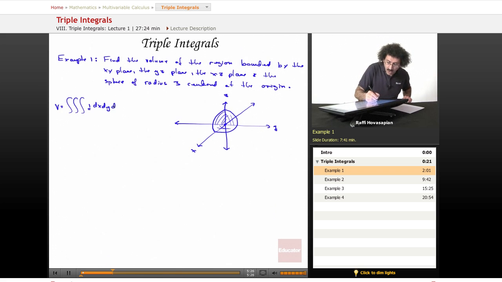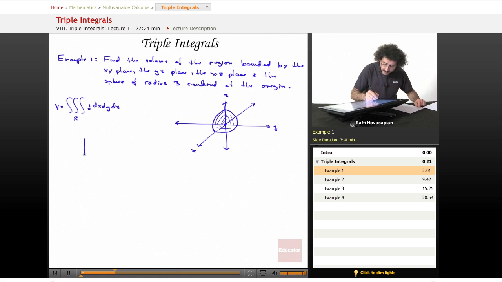dx, dy, dz over this region R. That's the definition of volume. In other words, there is no function in the integrand. The function 1 suffices. That is the function that you're integrating. So now what we need to do is find the region, our upper and lower limits of integration. Okay, so let's go ahead and draw the xy plane.